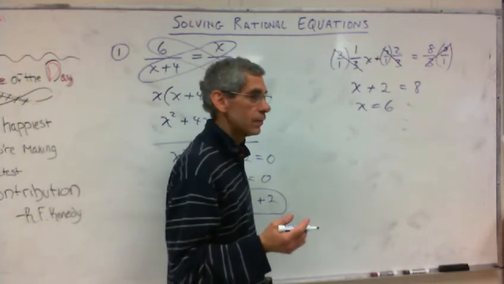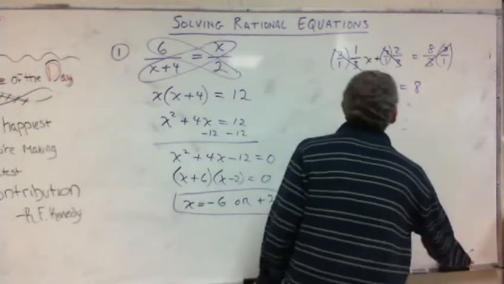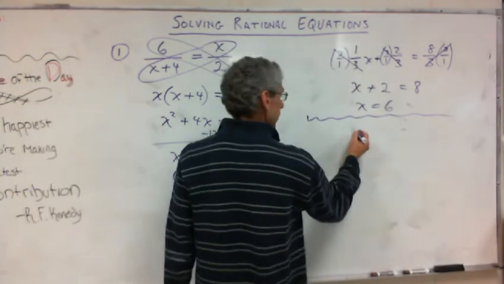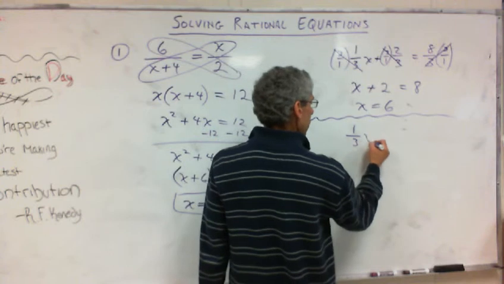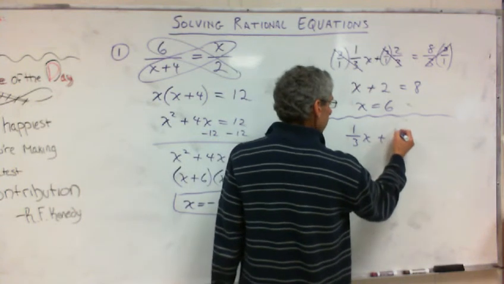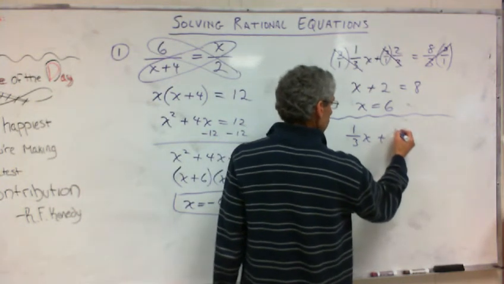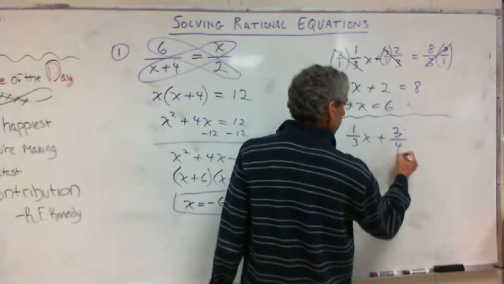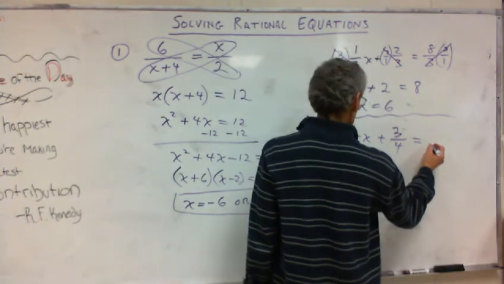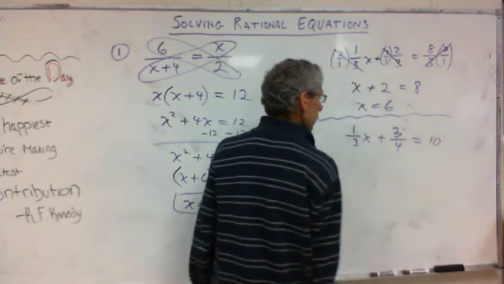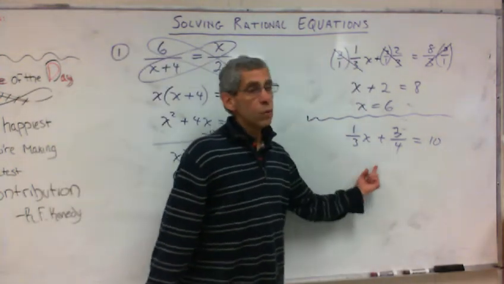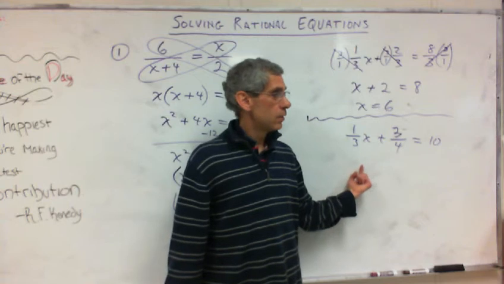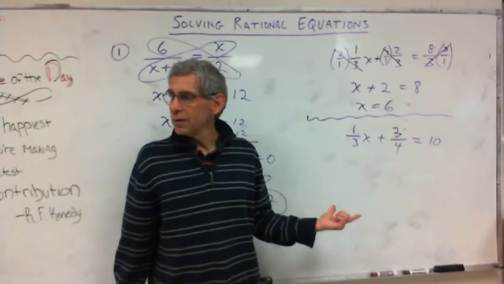Gary, what if the denominator's different? Okay, perfect question. So we'll do another one where the denominator is different. Let's say we have 1/3 x plus, well, let's say 3/4. Doesn't really matter what it is. 3/4 equals 10. If I were going to add these, I would have to have common denominators, am I right? What would be my lowest common denominator?